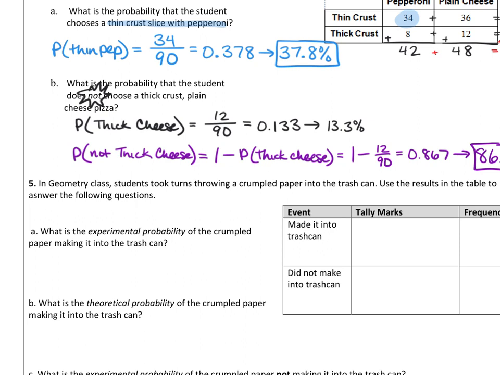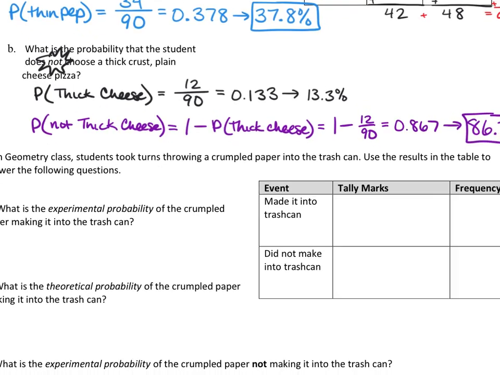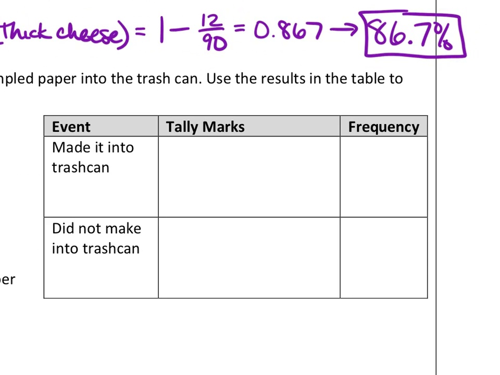If Angelina makes it into the trash can, we're going to put a tally mark on the made it column. If she did not make it, we're going to put a tally mark on the did not make it column. Are you ready? Go ahead. Good luck. 50-50 shot. We're pretending we're good. All right, where do we put the tally mark? It did not make it in the trash can. Put a tally mark right there.